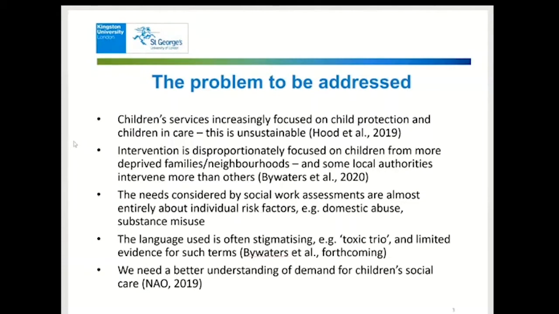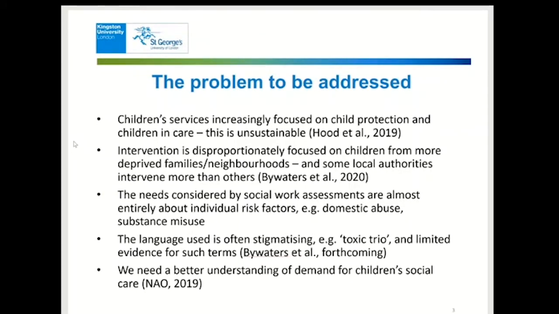What we also know is that child welfare interventions have quite a steep social gradient. So what that means is intervention is disproportionately focused on children from more deprived families and neighbourhoods. And we often accept this in a way that it starts to become normal and familiar, but we shouldn't really. It's a sign of inequality in our society. What we also know is that some local authorities intervene more than others, not because there's some sort of postcode lottery, but because of systematic effects that are to do with deprivation and other structural factors.